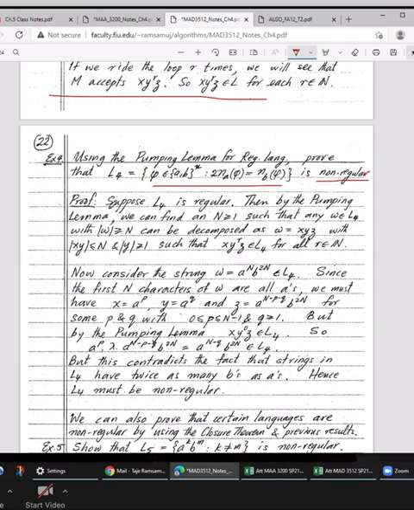Okay, so suppose L4 is regular. And why do we keep saying that? The reason is, we say this so that we can get a contradiction. Then by the pumping lemma, you can clearly see L4 is infinite. So by the pumping lemma, we can find an N such that omega is a member of L4 if and only if omega is greater than N and can be decomposed like this. So you're just writing what the pumping lemma says. Good.